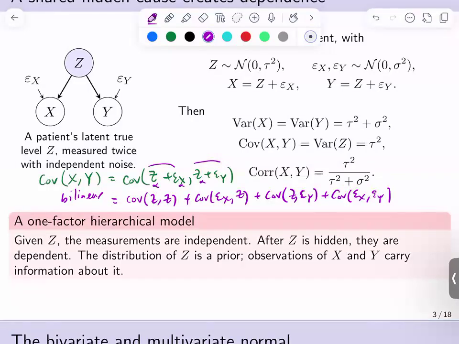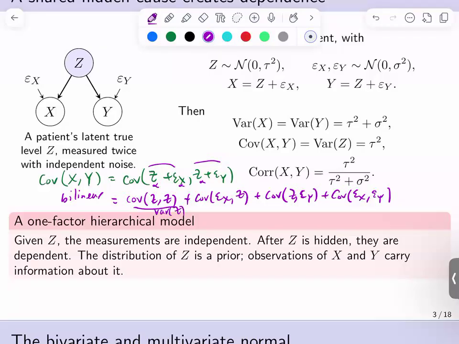Anyone see this? What does this evaluate to? What are each of the terms? So what is this value? Covariance of z and z. That would be the variance of z.